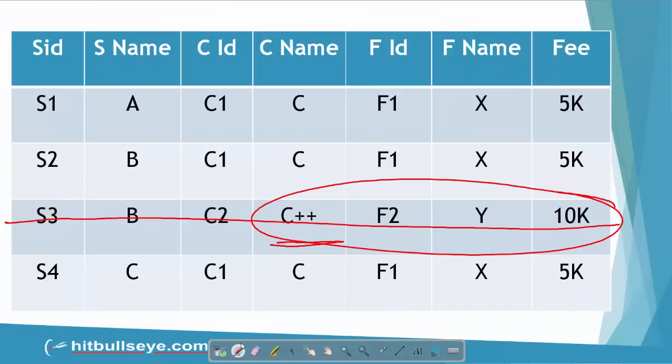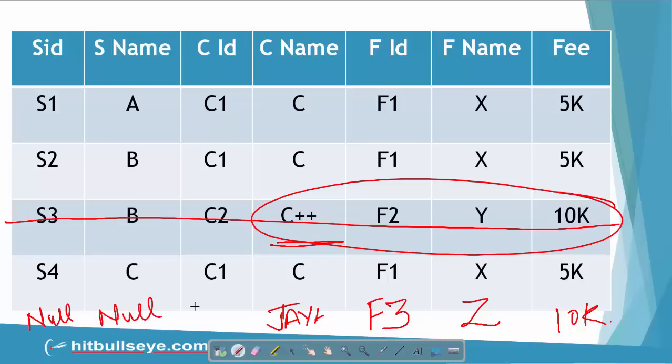And what is the insertion anomaly? Suppose I am introducing a new course to my institute named Java with a certain faculty. For example, there is a new course Java with faculty F3, the name of the faculty being Z, and the fees being 10K. In this course, I don't have any students yet. So what do I have to do? I have to insert null values where there is student information. So forcefully, I have to insert null values to some attributes of the relation. So this is called an insertion anomaly.